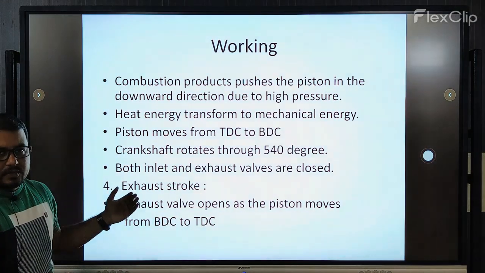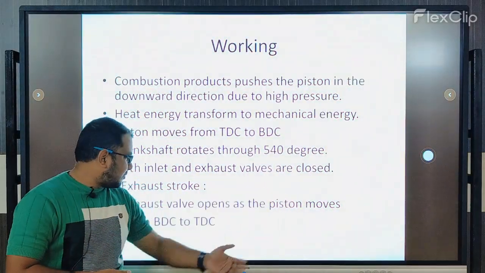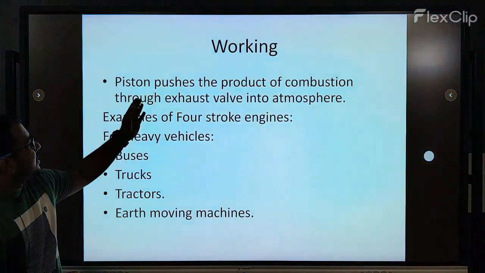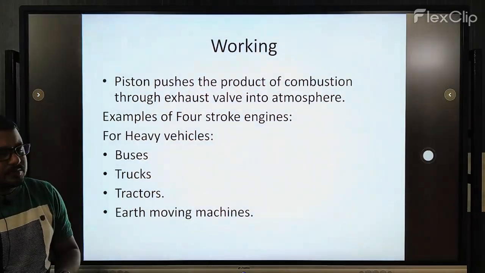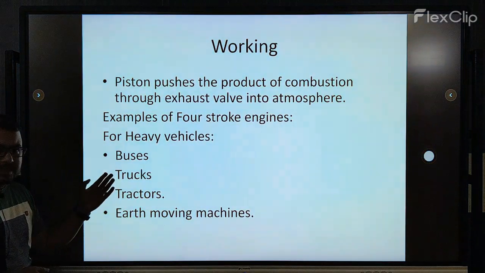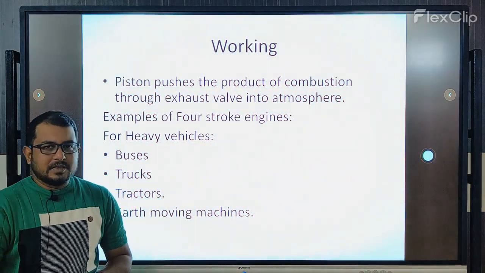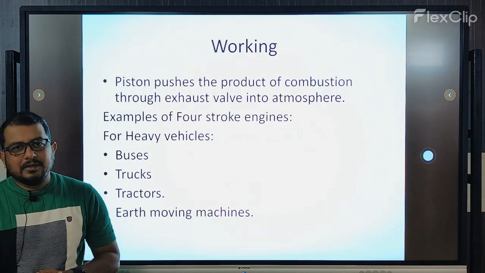And the fourth stroke is the exhaust stroke. Here the exhaust valve opens as the piston moves from bottom dead center to top dead center. The piston pushes the products of combustion through the exhaust valve into the atmosphere. Examples of 4-stroke diesel engines are buses, trucks, tractors, and heavy earth moving machinery. So this is all about the compression ignition engine. Thank you.